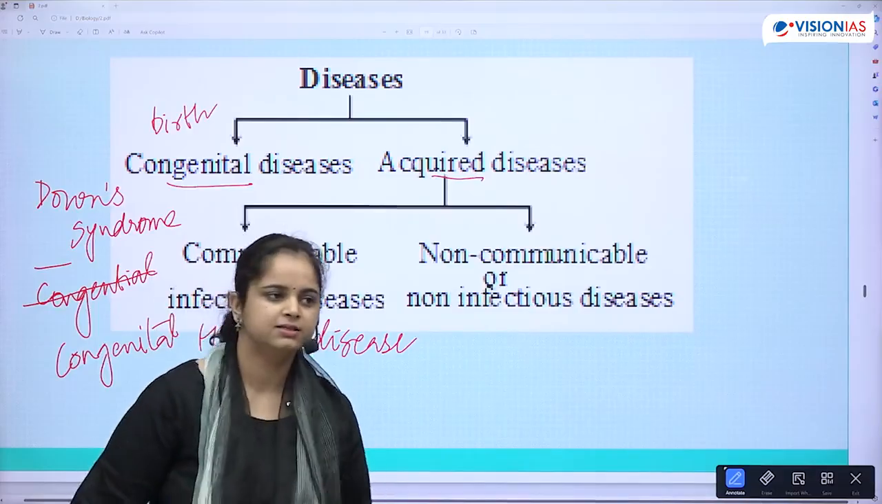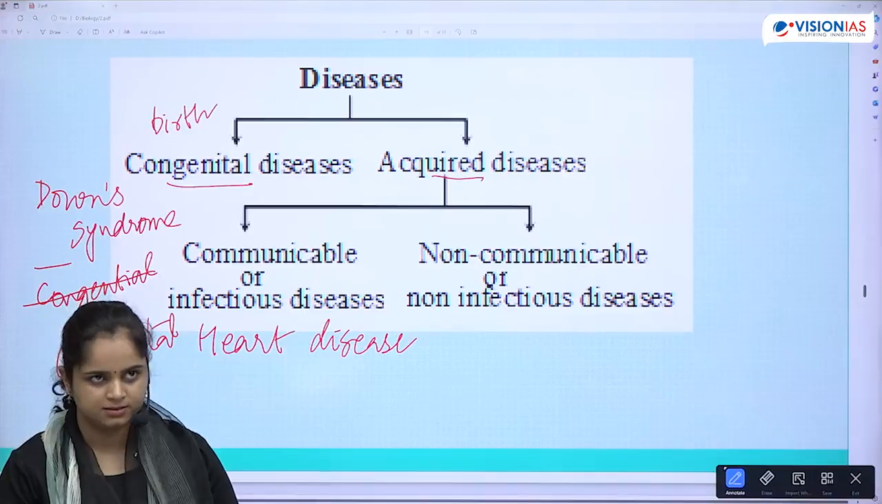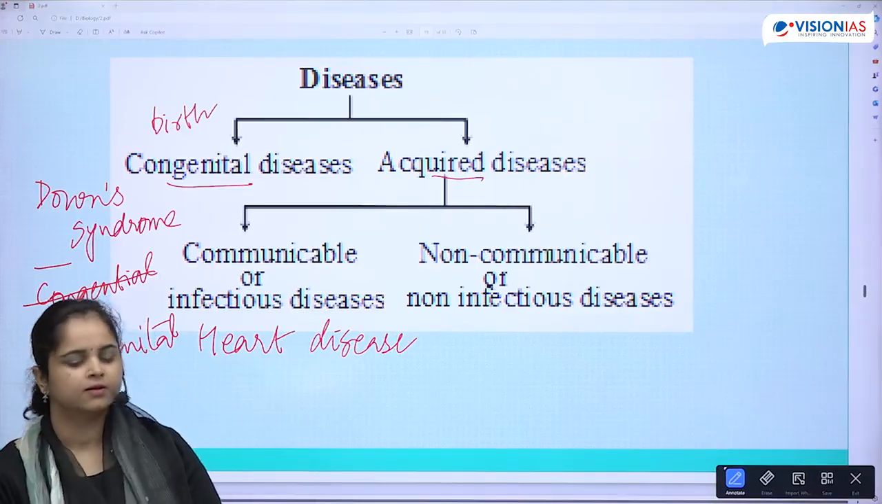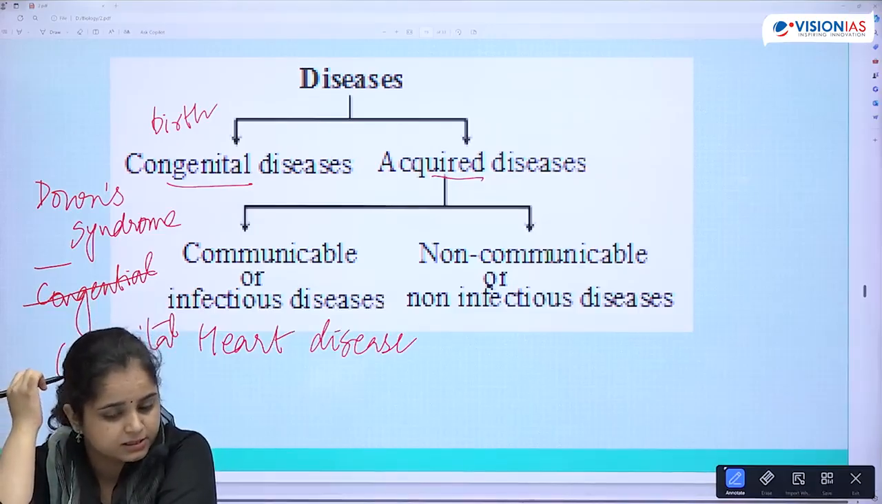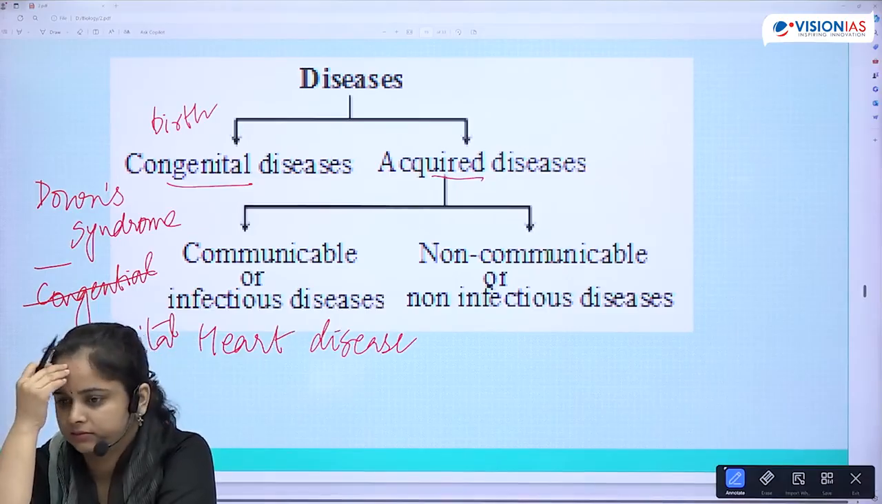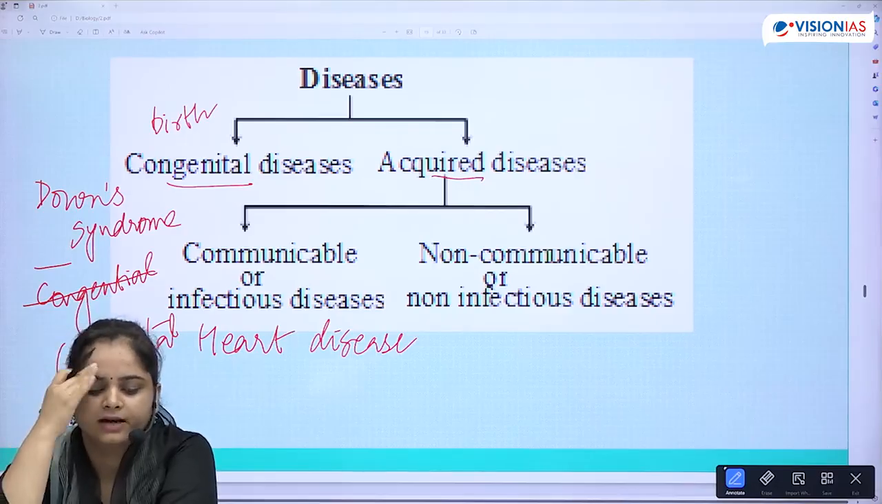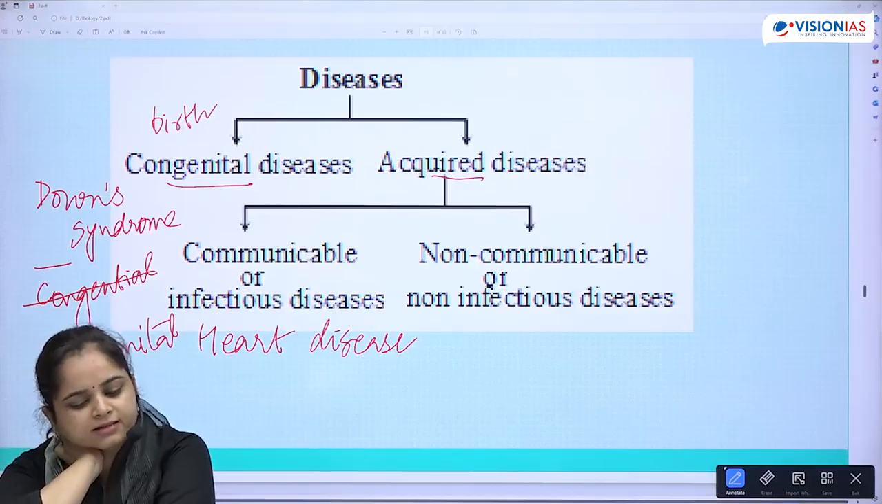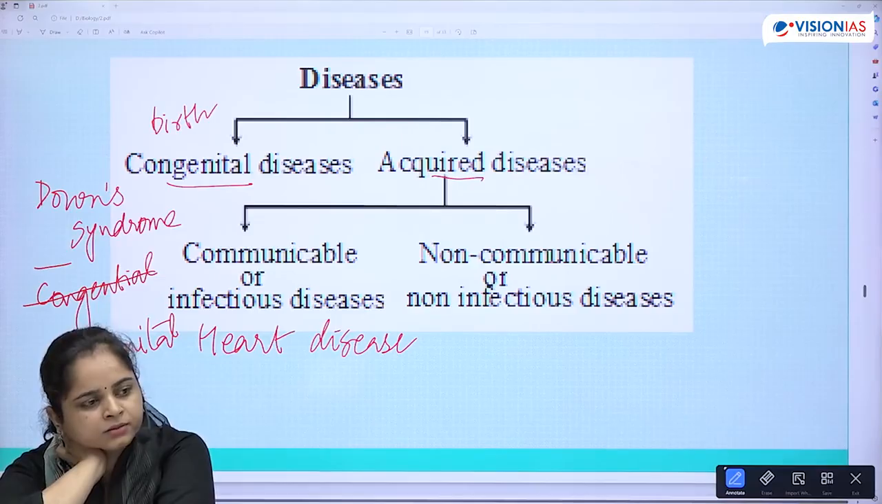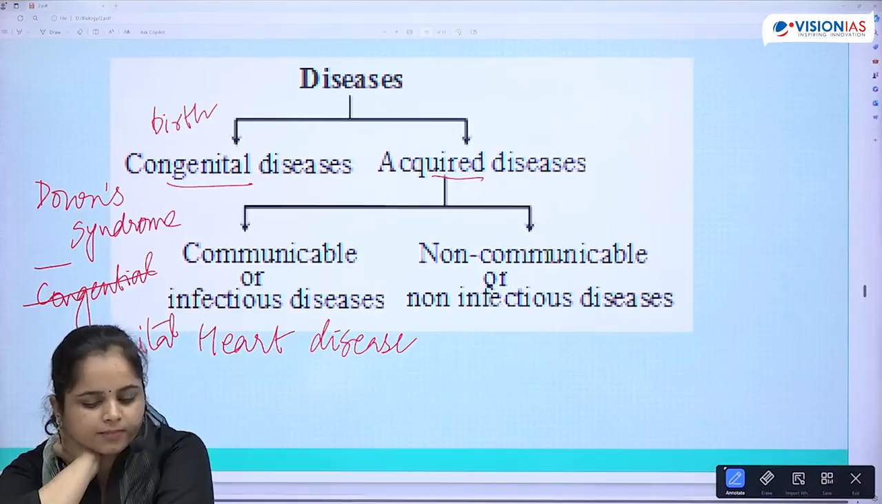Then write down acquired diseases. Any disease which is not present at the time of birth but develops at a later stage of life of an organism.